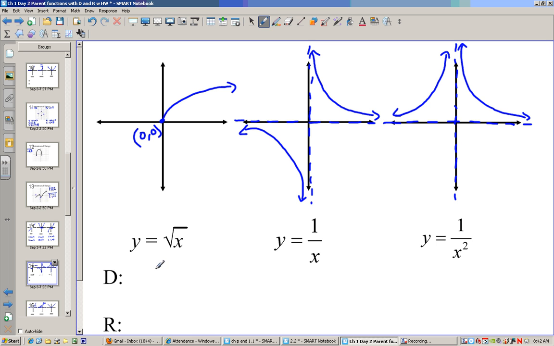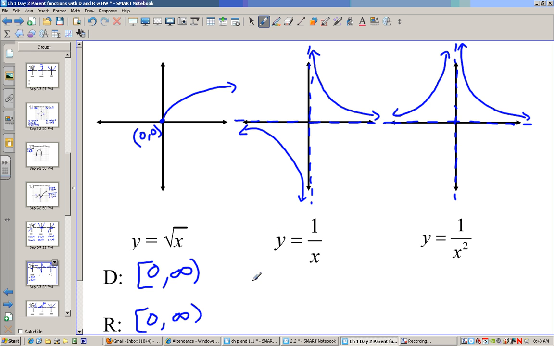Now, square root of x, it starts at 0 and goes to the right. So we'll have a bracket and then a parentheses. And the range is the same thing. Starts at 0 and goes to infinity. This one is a little bit different. This goes from negative infinity to 0, not including 0, and then goes from 0 to infinity, not including 0. So this one's a little bit different.